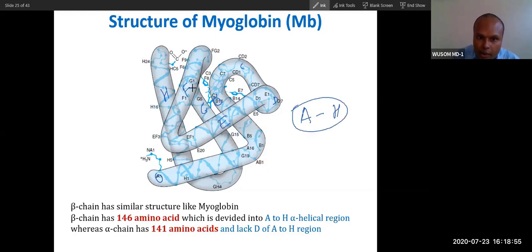Now heme is present between E and F. You can see this is the side chain of histidine. What side chain does histidine have? Let me write the side chain of histidine. This is the histidine amino acid, and histidine has this side chain.